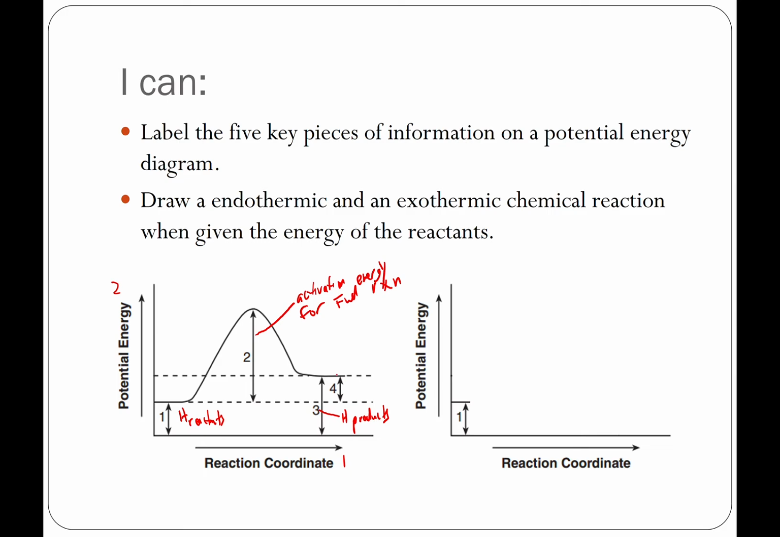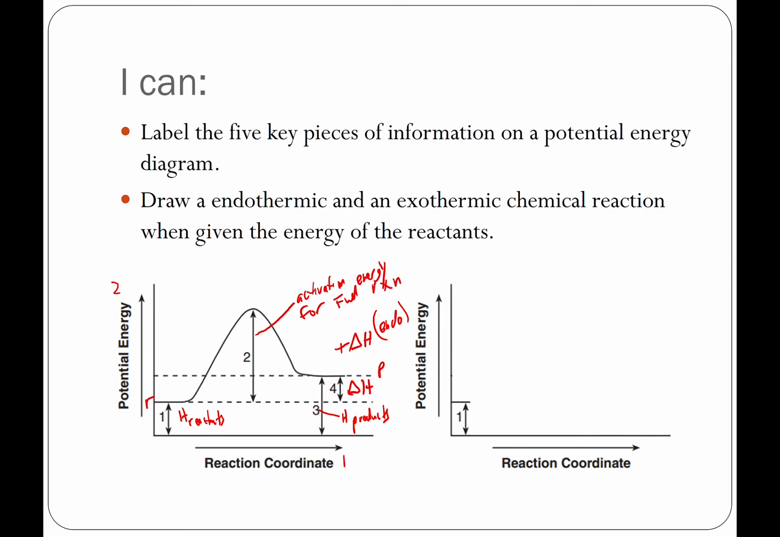And 4, the change between products and reactants. This is what we call the delta H, or the heat of reaction. Overall, since the products have more energy than the reactants, this would be a positive heat of reaction, or an endothermic reaction. So this would be endothermic. Those are the pieces that you need to be able to label.